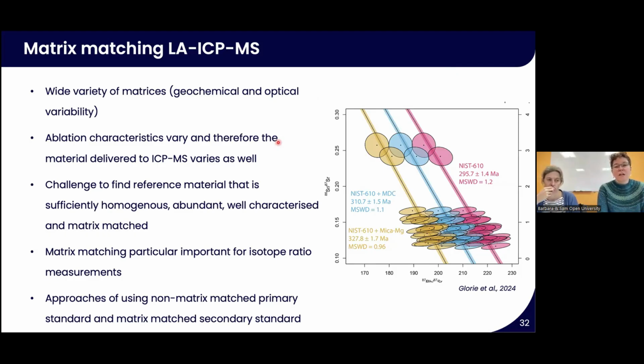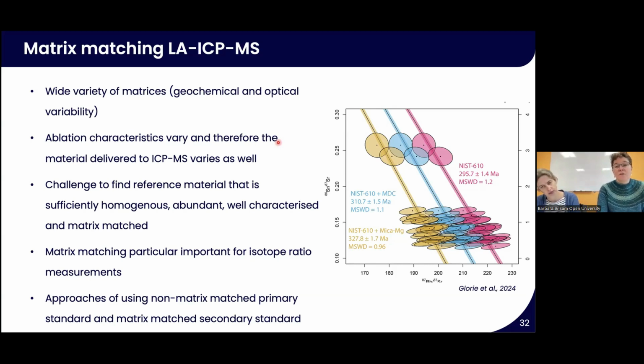And this is even more challenging when we think about how a lot of minerals are solid solutions. So therefore we would need different reference material for different parts of the solid solution of a mineral. So this doesn't really work, and we often use an approach where we do a matrix correction, and this is particularly important for isotope ratio measurements, where already small differences can create a lot of difference in our results.